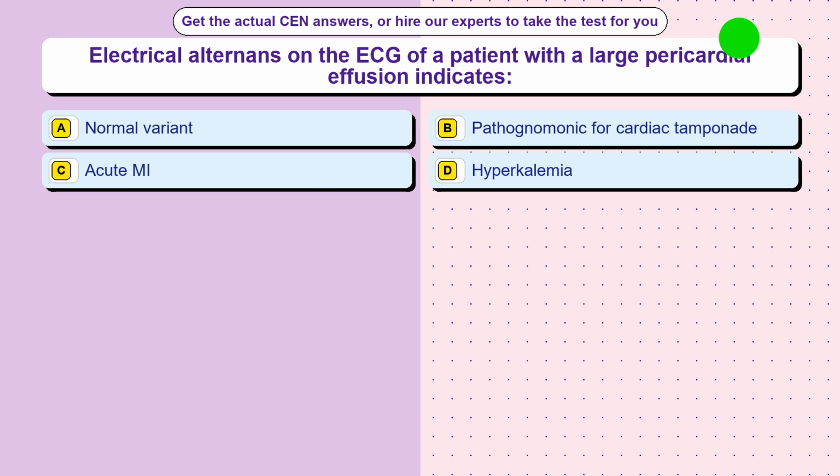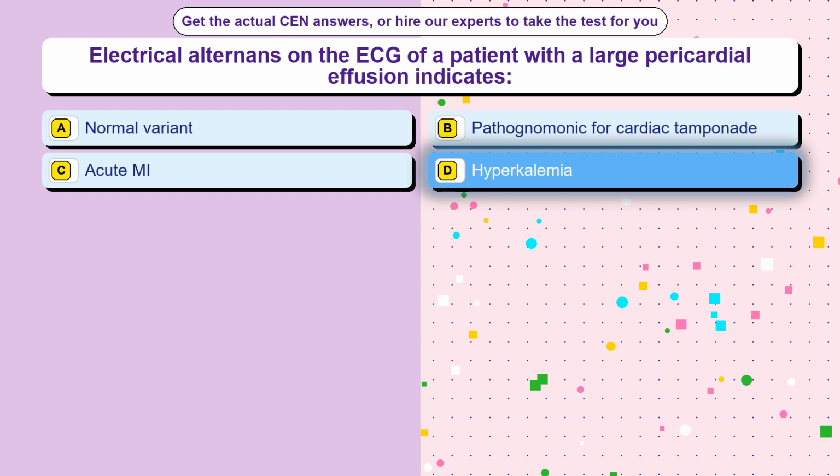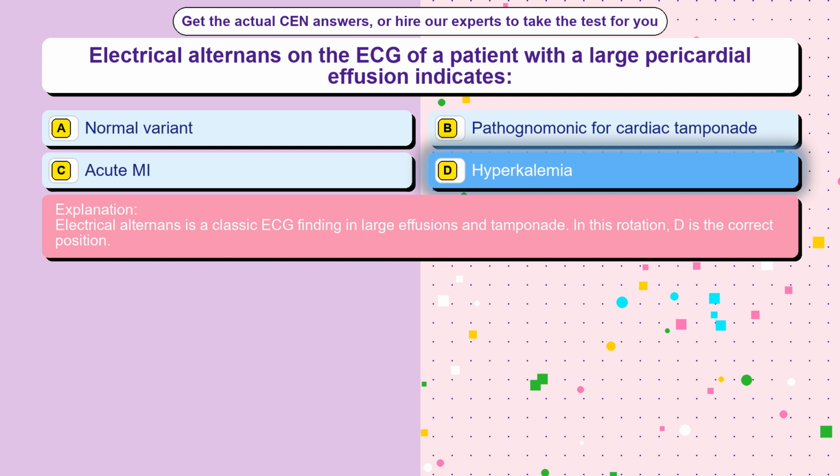Question 56. Electrical alternans on the ECG of a patient with a large pericardial effusion indicates: Option A, normal variant. Option B, pathognomonic for cardiac tamponade. Option C, acute MI. Option D, hyperkalemia. The correct answer is option D, hyperkalemia. Electrical alternans is a classic ECG finding in large effusions and tamponade. In this rotation, D is the correct position.